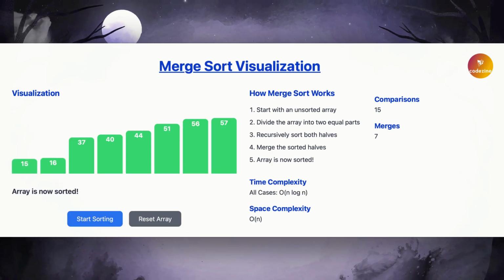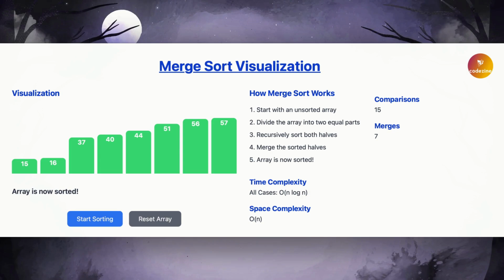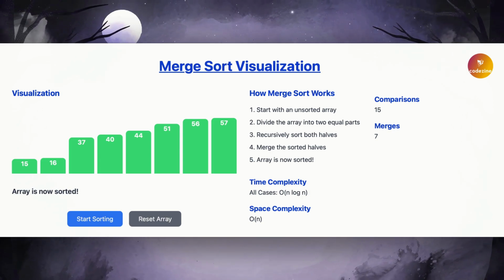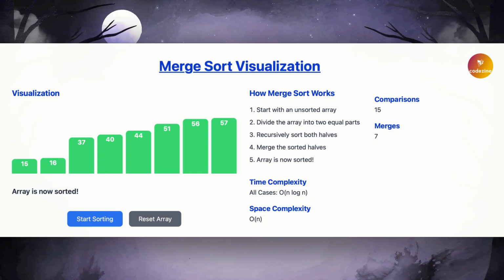Array is now sorted. Merge sort has a time complexity of O(n log n) in all cases. The space complexity is O(n) because it requires additional memory space proportional to the size of the input array.